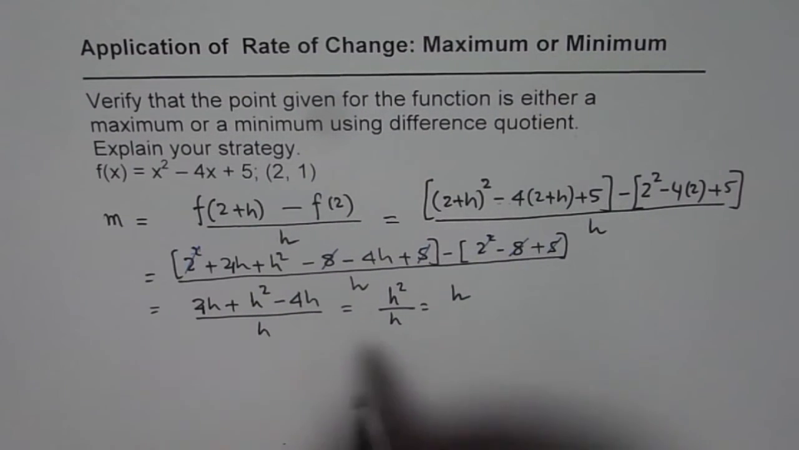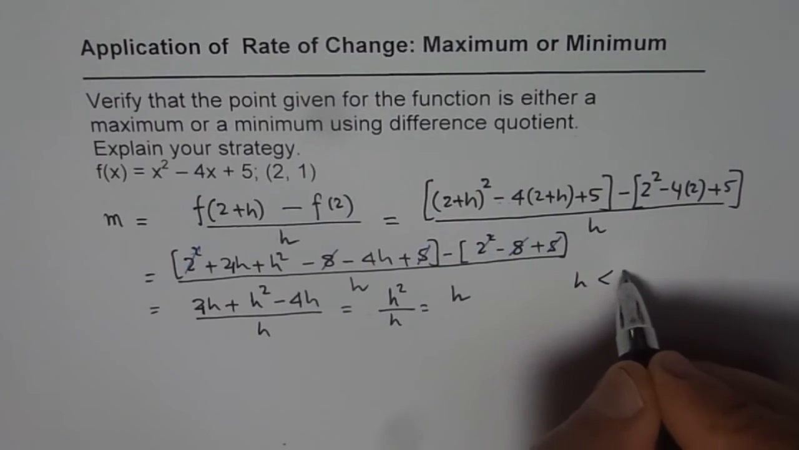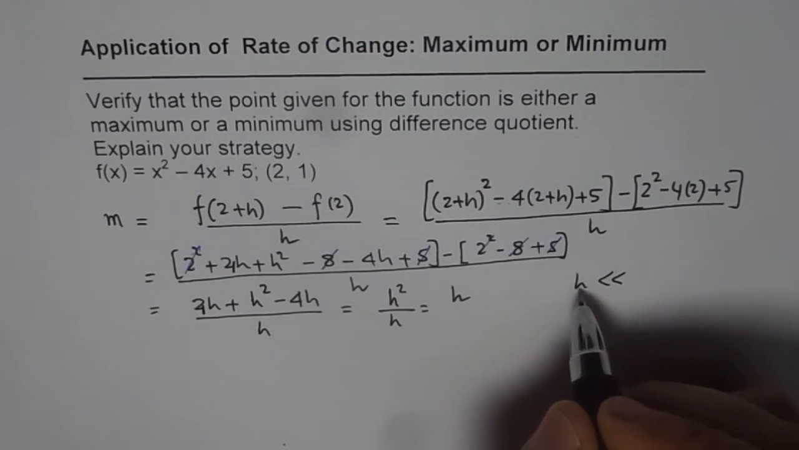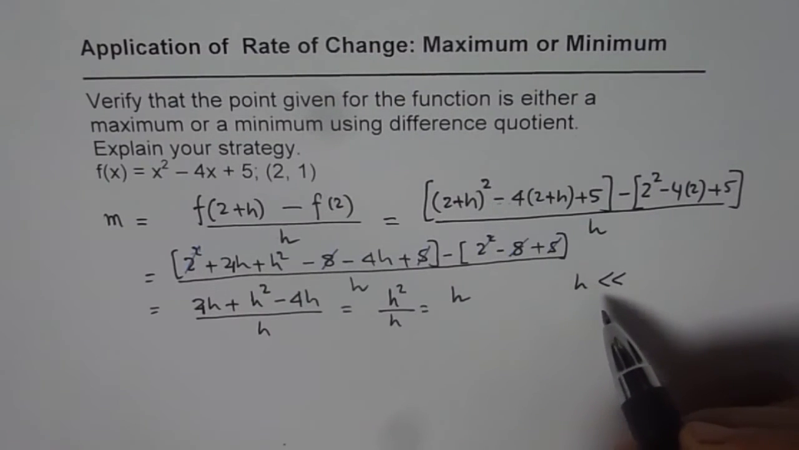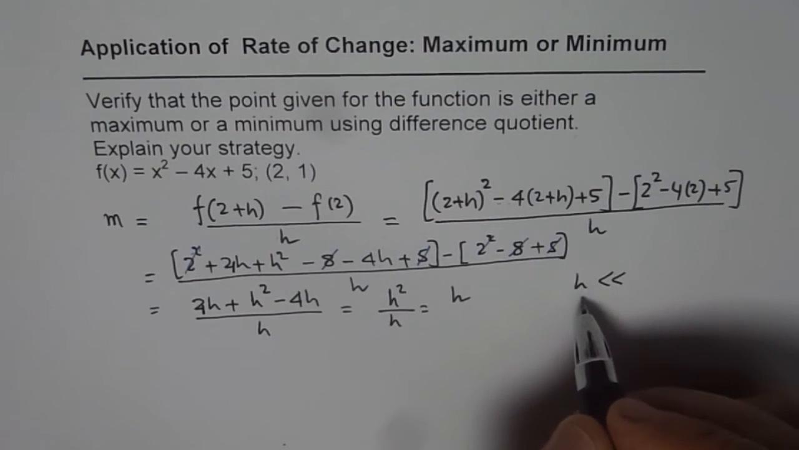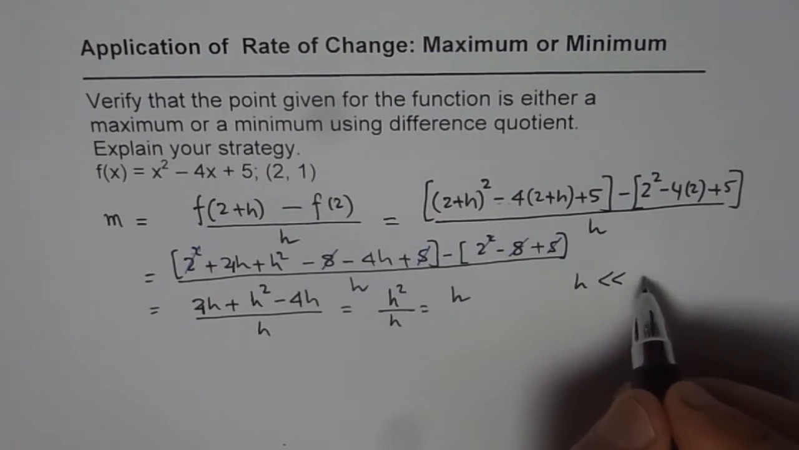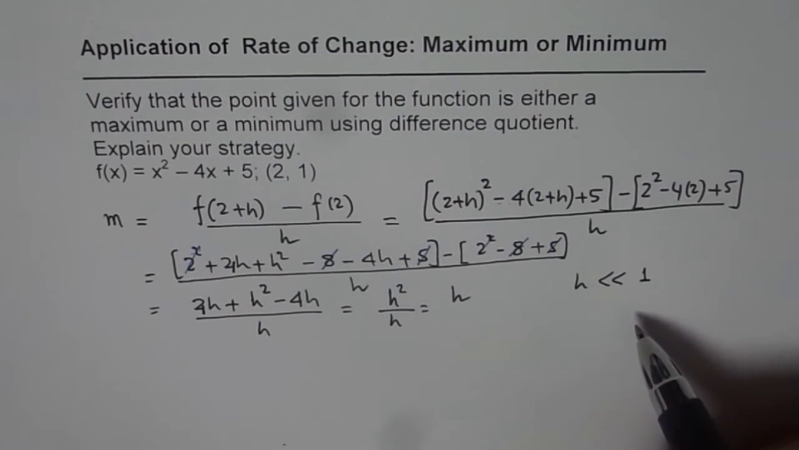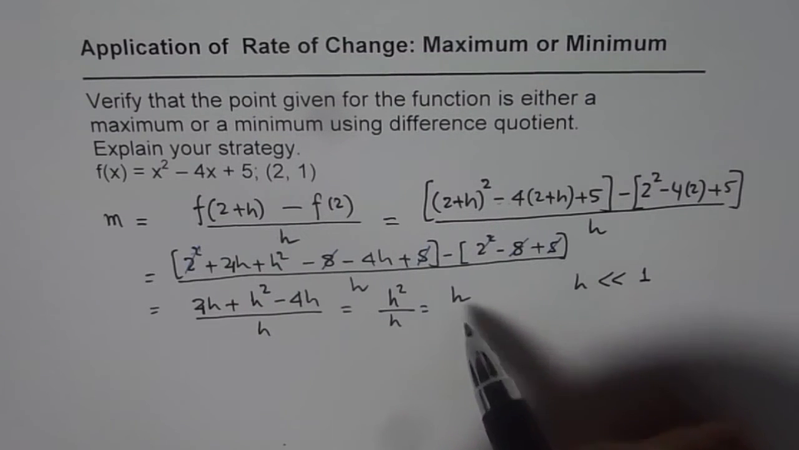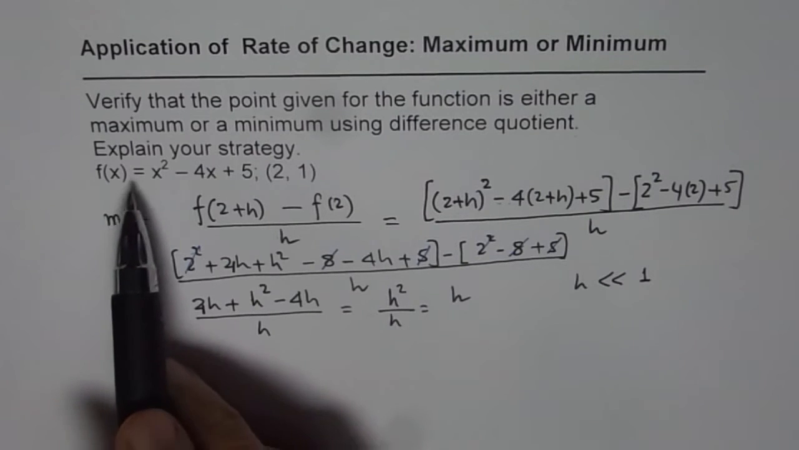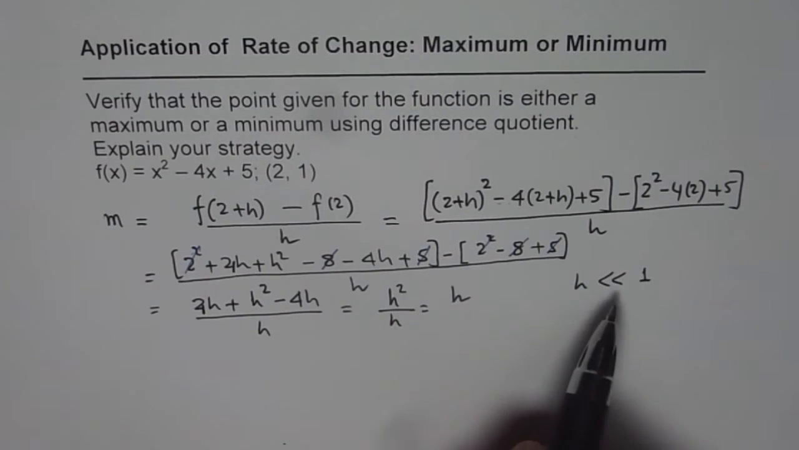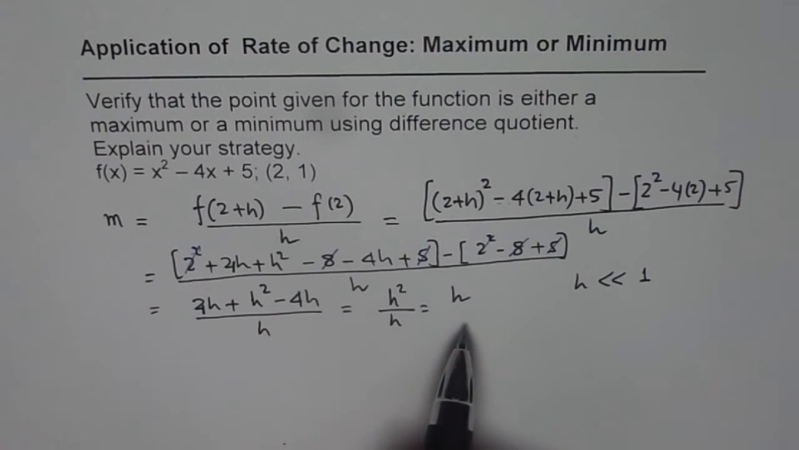So the slope is h, and we know h is a point which has a very small value, slightly away from 2 if we are looking for a tangent. So if we want a secant to be a tangent, h should be very, very close to 0, right? So we know that the slope of this secant when h is almost 0 becomes slope of the tangent, and that is 0. Since the slope is 0, we know it is a maximum or a minimum, right?